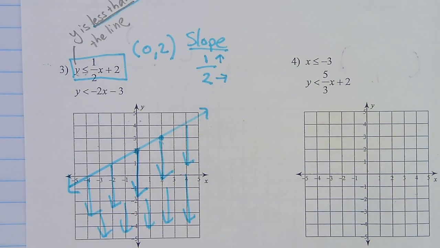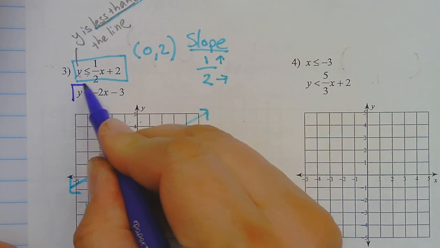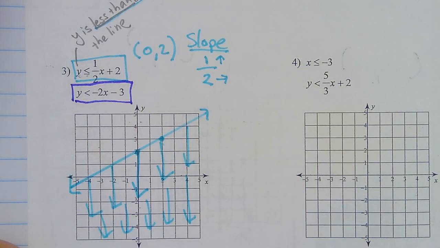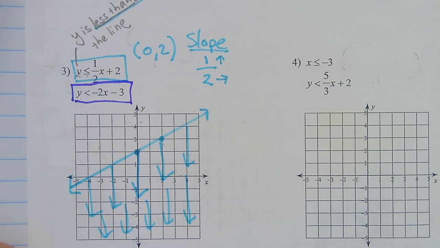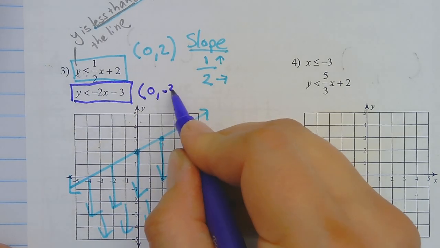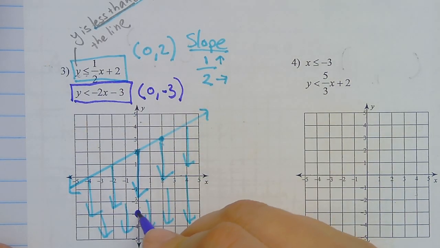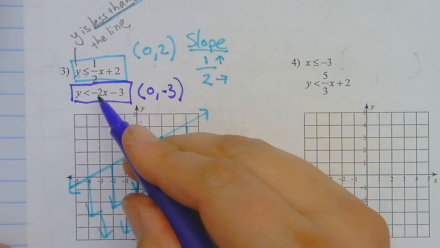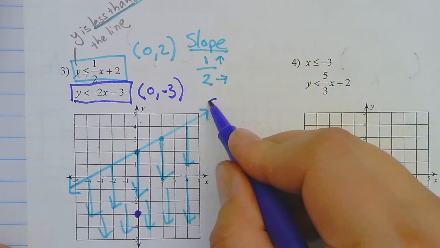Okay. We're going to graph the other line. So here I have y is less than negative 2x minus 3. The first part is that intercept. 0, negative 3. My slope in this case is in front of x, which is negative 2.